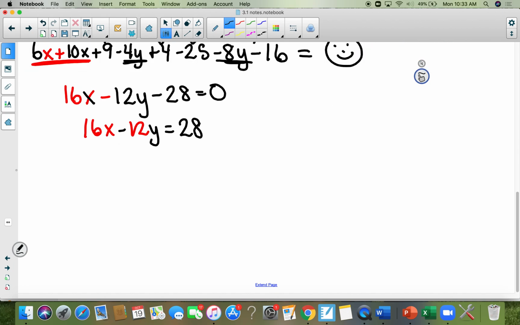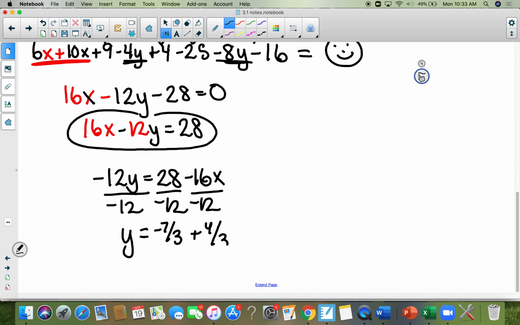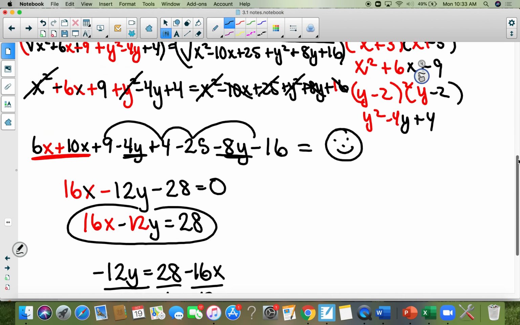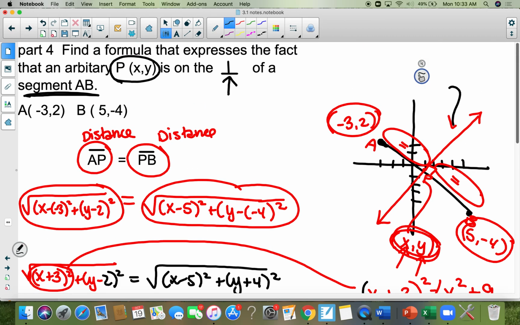So the cool thing is, once I get y alone, I'm just going to show you. You can leave it like this on the test, but when you get y alone, by dividing everything by negative 12, you're going to get y equals negative 7/3 plus 4/3 x. This equation should be, if I did it right, the equation of that red line up there. This should be y equals negative 7/3 plus 4/3 x.